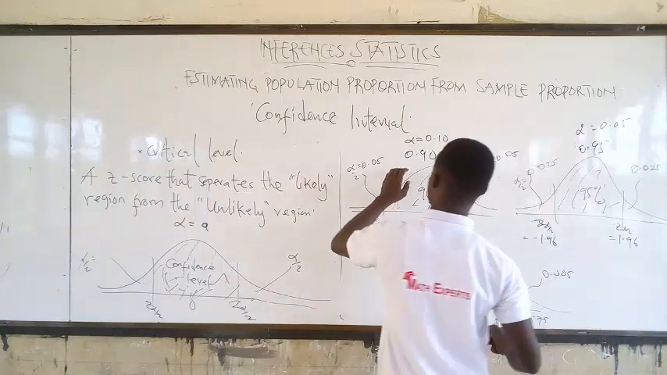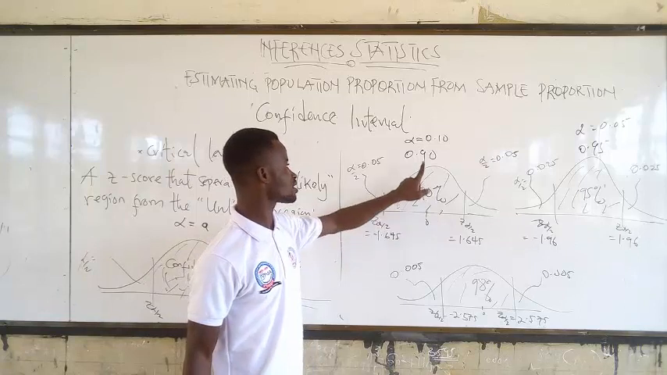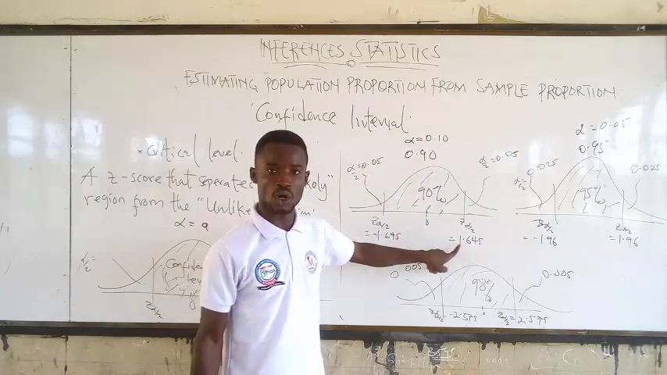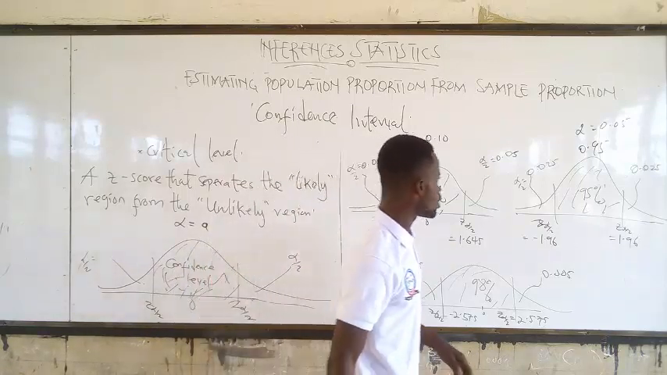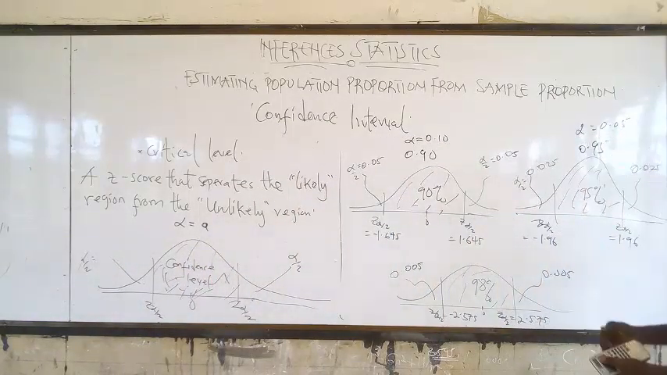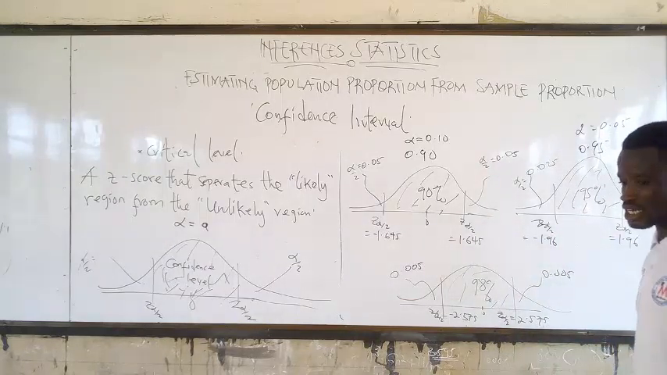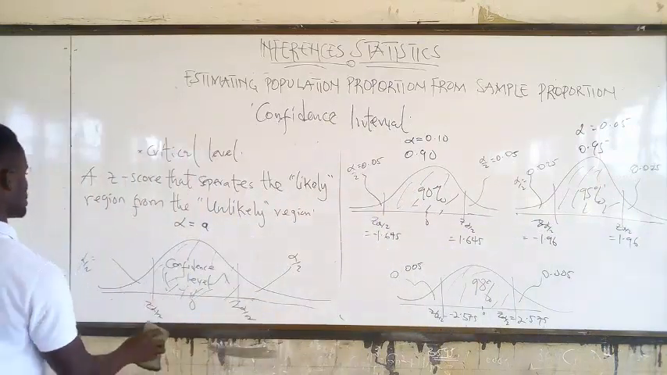So anytime you have a percentage of 90%, your alpha level is this, and this is going to be your z-score. You know how to determine it already. With this one too, this is going to be your z-score, and with this one too, the same thing. So let me give it to you in table form so that you know what I'm talking about.